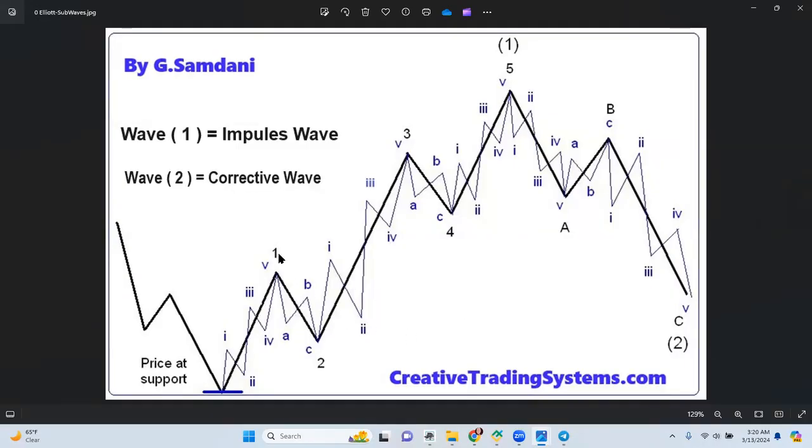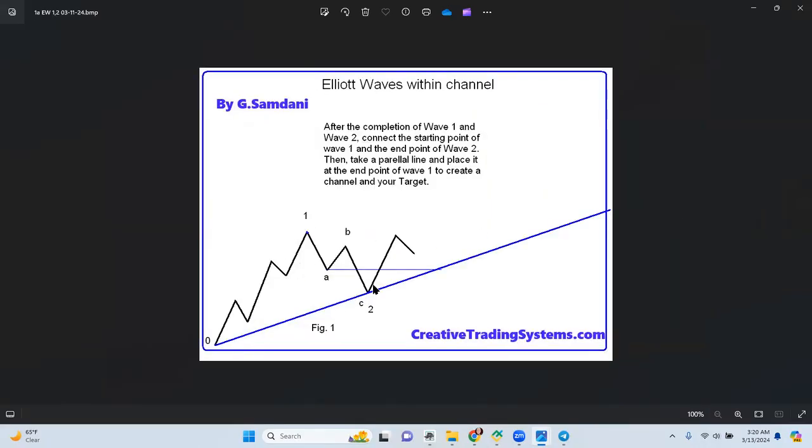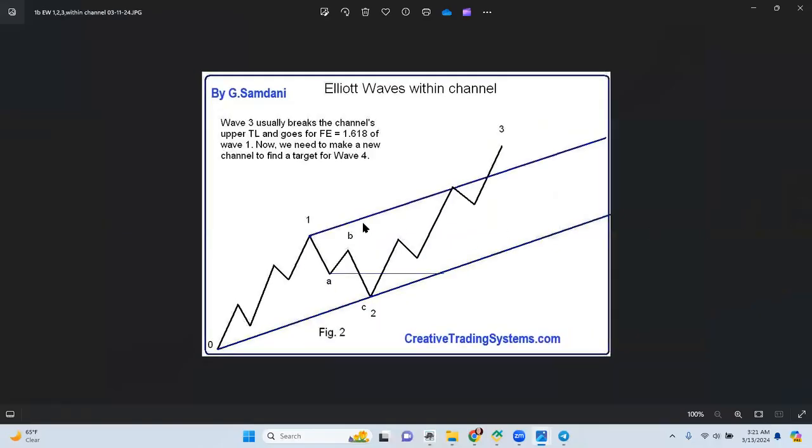So we learned about wave 1, wave 2, and then making the channel: connecting the zero point and the end of wave 2, and placing the parallel line on the top of wave 1, which gives the target for wave 3. We already learned in the previous videos that wave 3 is usually 1.618 of wave 1 if you use the Fib expansion tool, so we know how to measure that.